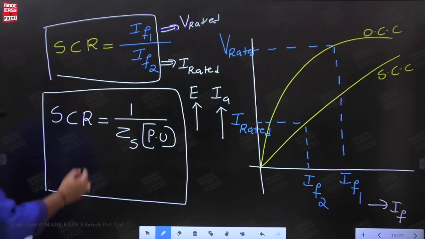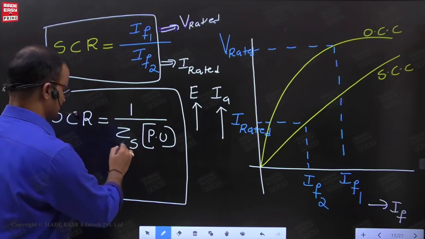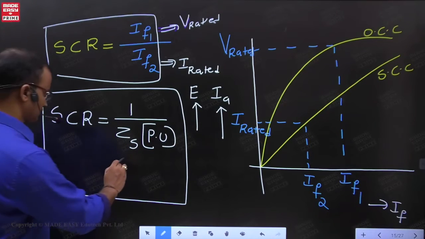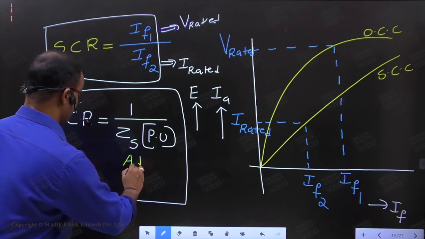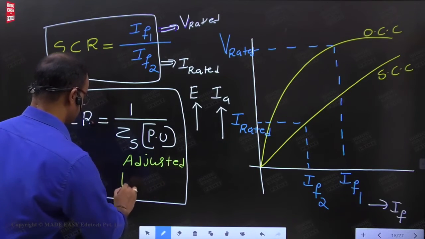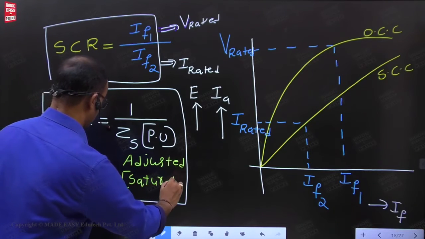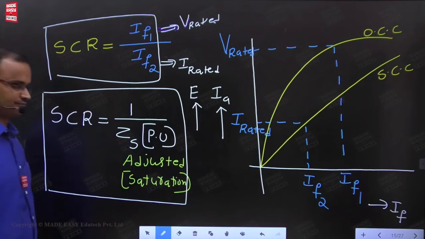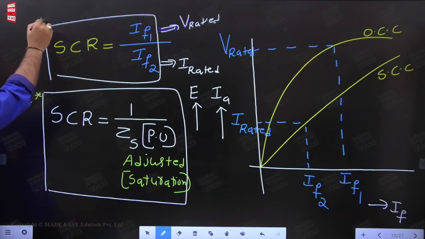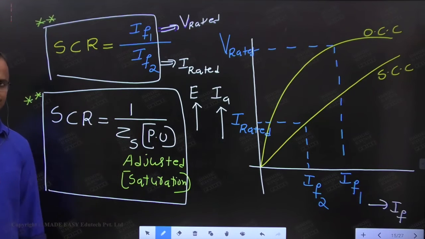Remember, whenever we conclude this derivation, short circuit ratio equals 1 by ZS, where ZS is the saturated synchronous impedance. In the objective questions, in place of saturation, they may give adjusted. They may give saturation or adjusted. It is also an objective question. Remember the basic definition, and by doing the derivation we get this.